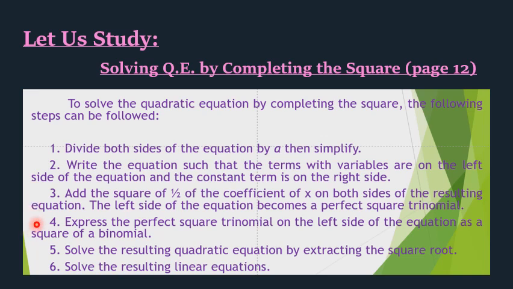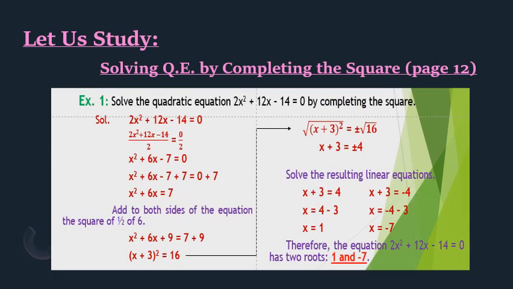Number 4, express the perfect square trinomial on the left side of the equation as a square of a binomial. Number 5, solve the resulting quadratic equation by extracting a square root. And number 6, solve the resulting linear equation. Pinaka-important nga part diri ang number 3. Apply nato ang steps. Example number 1.